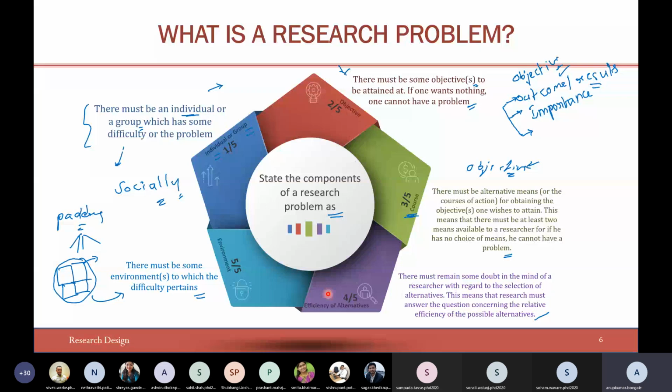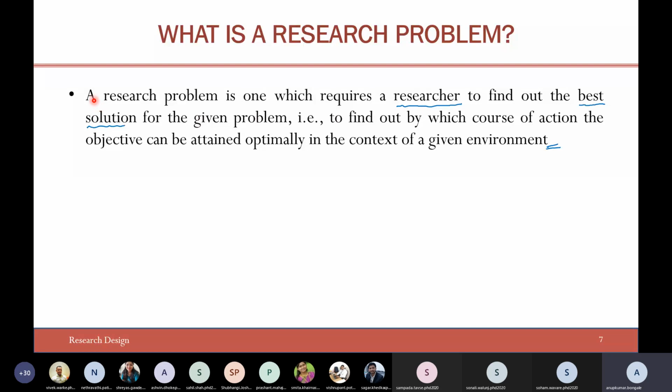So my definition of a research problem contains all the 5 aspects which I mentioned. This particular definition incorporates everything: a research problem is one which requires a researcher to find out the best solution for a given problem, and to find out by which course of action the objective can be attained optimally in the context of the given environment. Right?